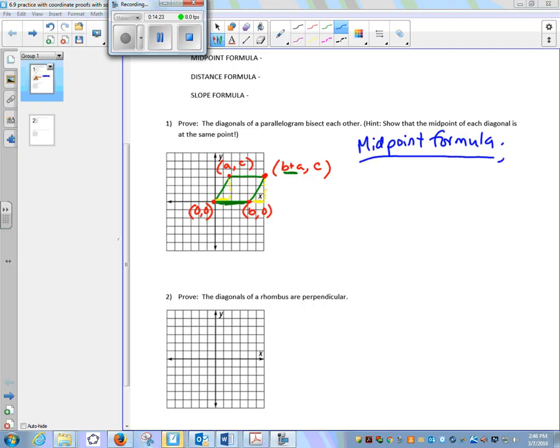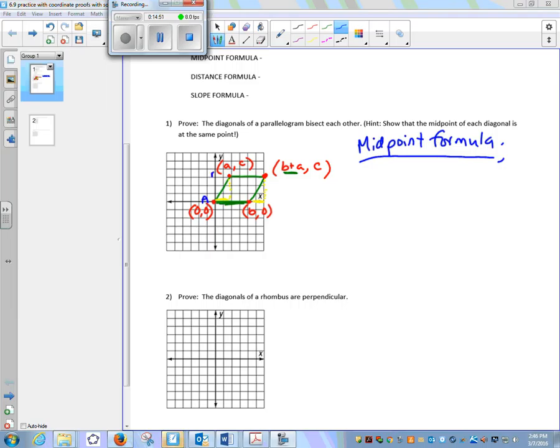Make sure you are treating this proof as an explanation to somebody who isn't really going to have to work too hard to follow your logic, namely me. I need to follow your logic and be able to give you credit for what you've done. So the midpoint formula to find the midpoint of the two diagonals.